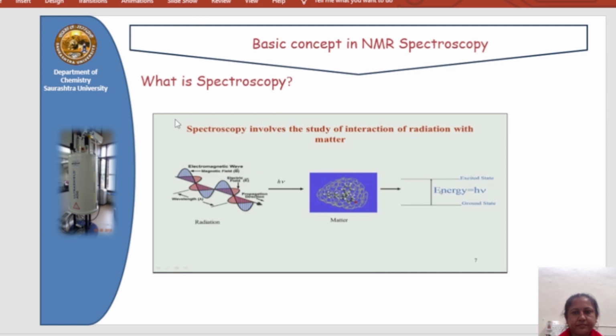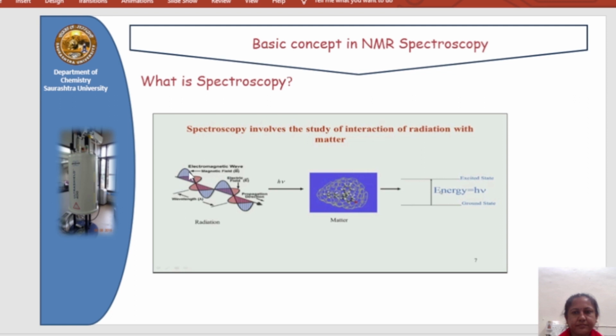So what is spectroscopy? Here you can see the picture. What do you mean by this picture? We can see that it represents 2 colors, one is blue color, another one is the red color. Spectroscopy involves the study of interaction of radiation with matter. This radiation is nothing but the electromagnetic radiation, and that electromagnetic radiation is a mixture of 2 components, one is an electrical component, another one is a magnetic component.